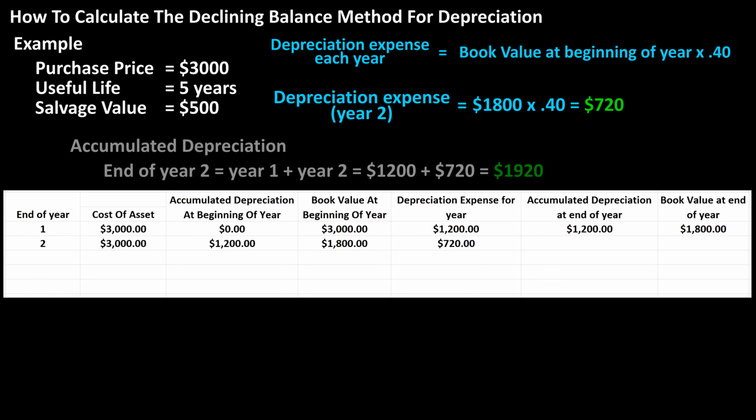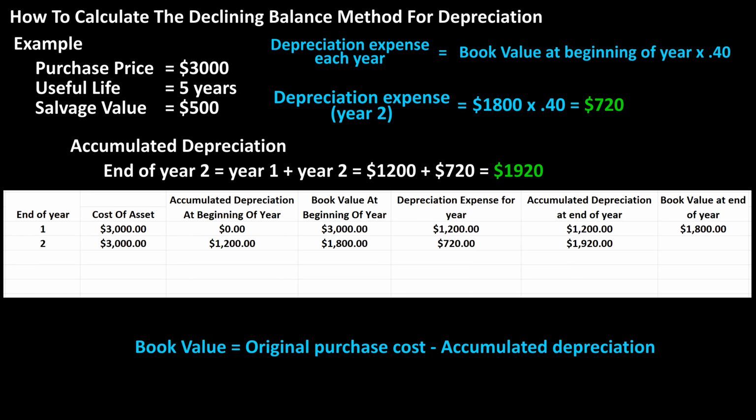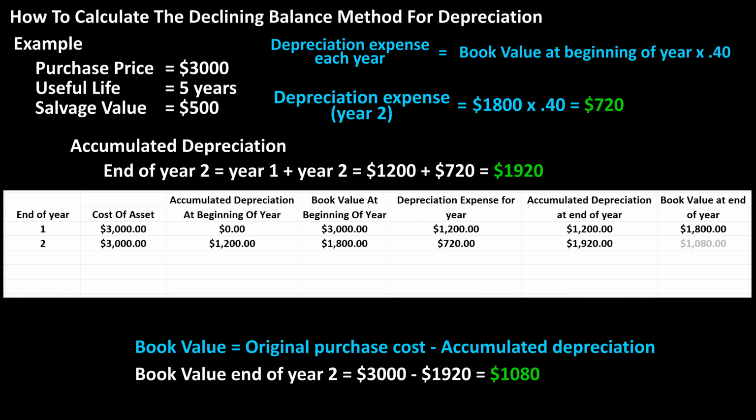The accumulated depreciation at the end of year 2 will be the depreciation expense for year 1 plus the depreciation expense for year 2. So $1,200 plus $720, which equals $1,920. And the book value at the end of year 2 is the original cost of the asset minus the accumulated depreciation at the end of the year. So we have $3,000 minus the accumulated depreciation at the end of year 2, $1,920, which equals $1,080. And year 2 is complete.